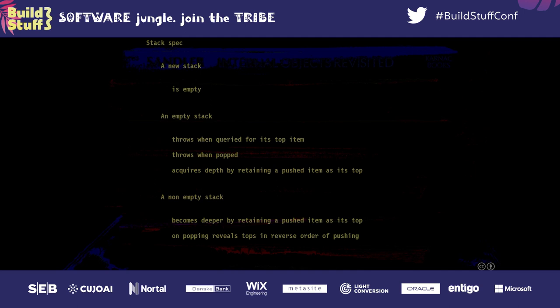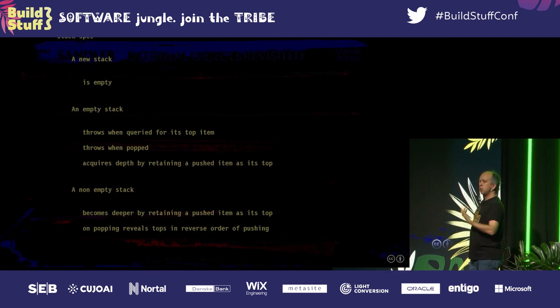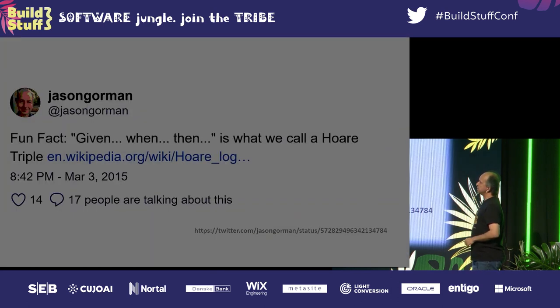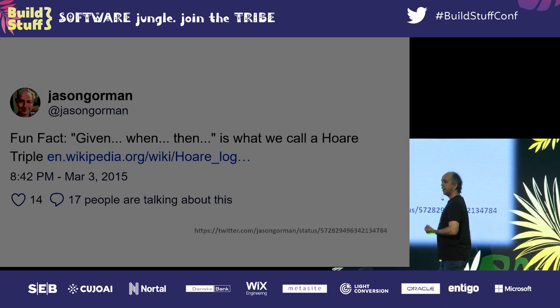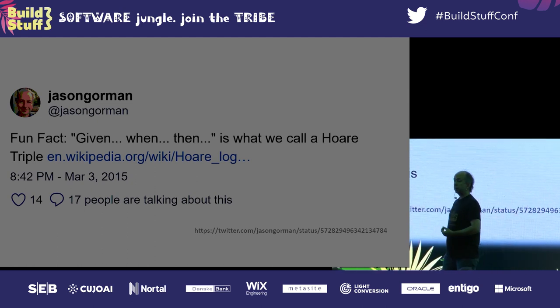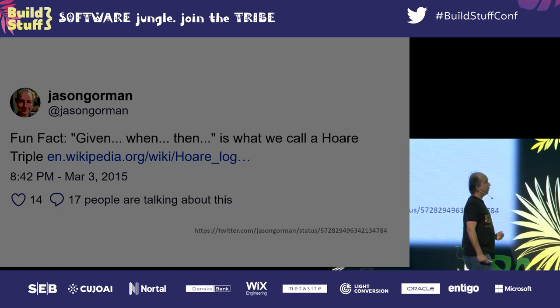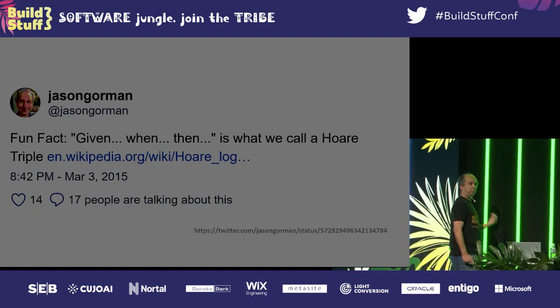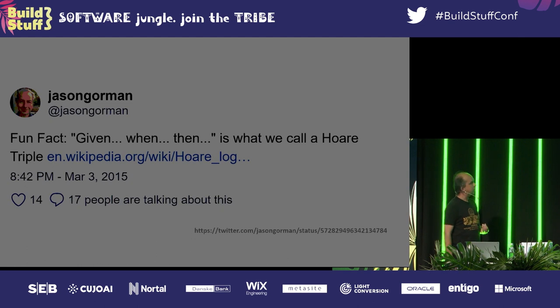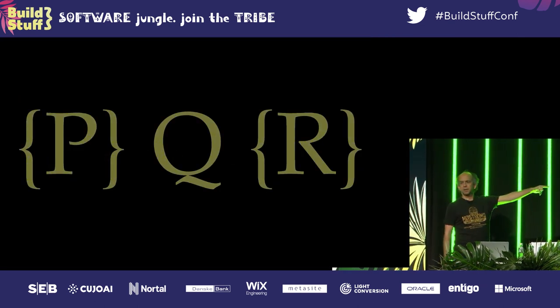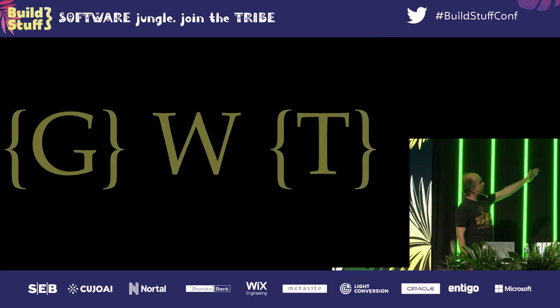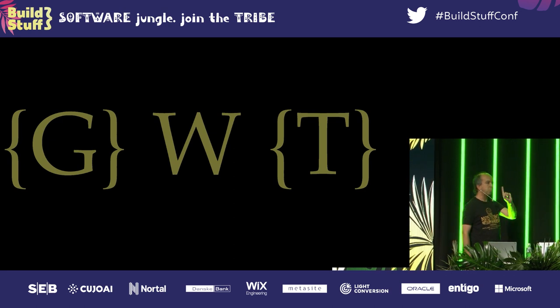So the point here is we've now got a model here, but there's some really interesting things about this. An observation made by Jason Gorman. Hey, given when then. Given when then is one of the common patterns of unit testing, whether TDD style or BDD, behavior-driven development. Given when then. What we call a triple. Well, that's the Tony Hoare stuff. Turns out, this is given when then. It's the same idea. There's one unifying idea.